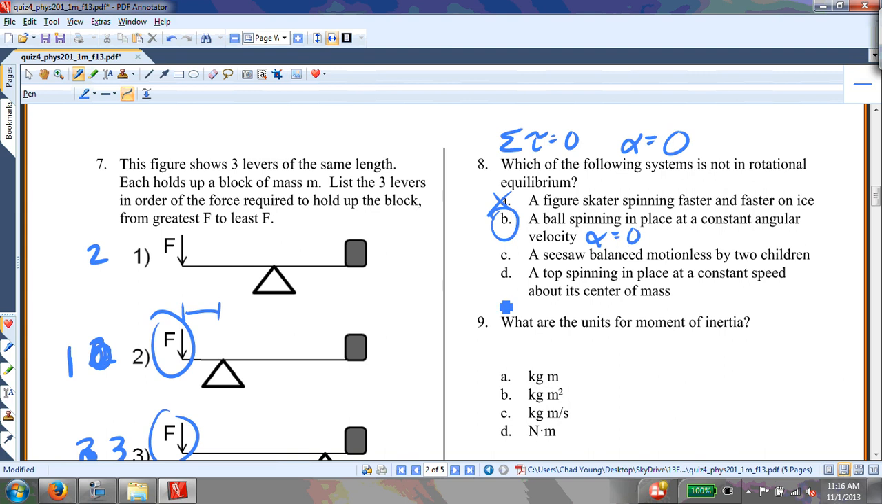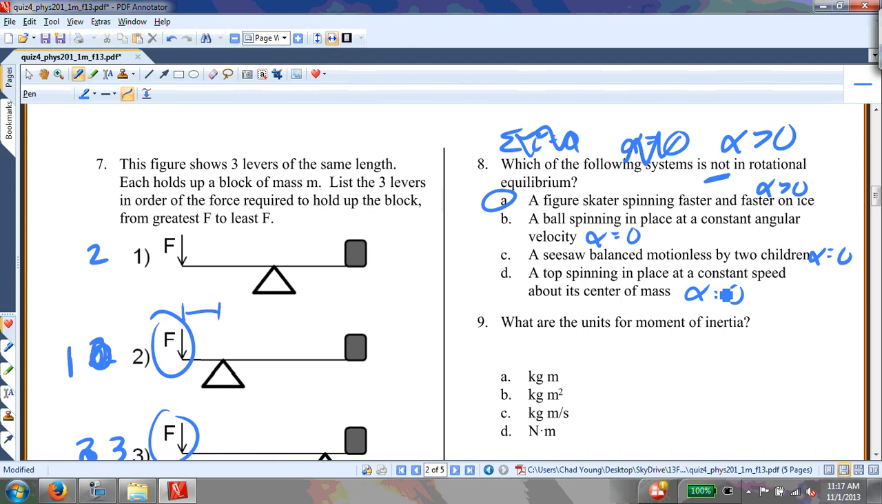Let's just look at these. Or excuse me, no, is not in rotational equilibrium, so it's not that one, and it's not that one. It is A. A is not, sorry, if it's not in equilibrium, alpha is greater than 0, okay? And so that's going to be option A. Let me fix that here. Here I have a figure skater spinning faster and faster, and alpha is greater than 0. For all these others, alpha is equal to 0.